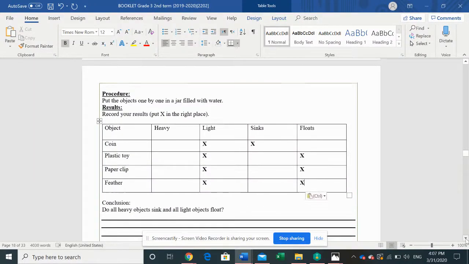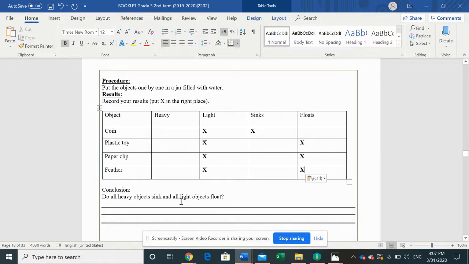So as a conclusion, do all heavy objects sink and all the light objects float? Take a look. Will all the light objects float? No, we have some light objects that float and some light objects that sink. So no. Great job, girls.